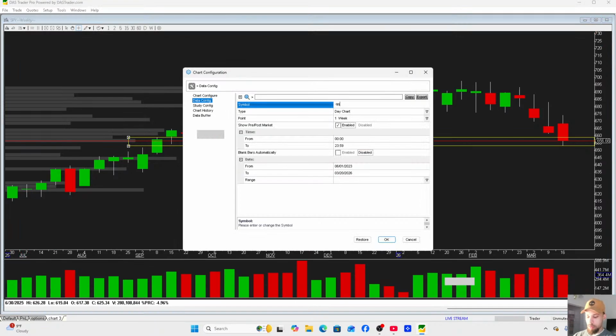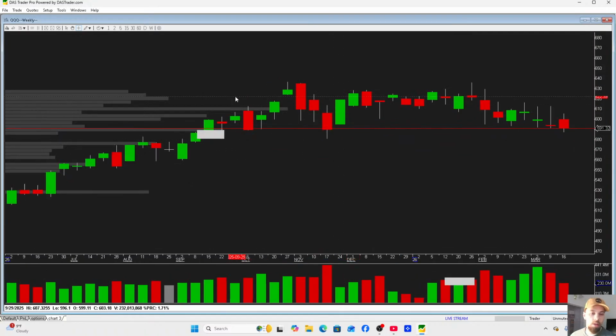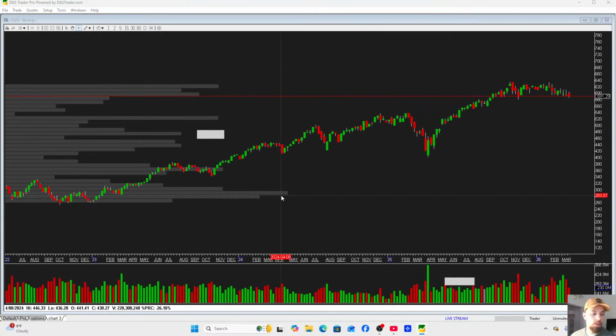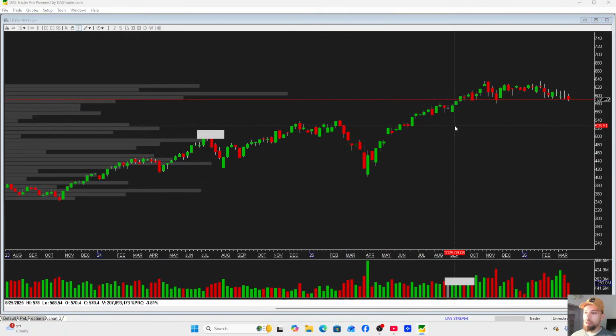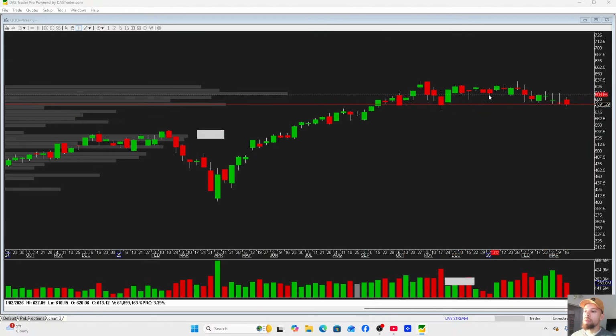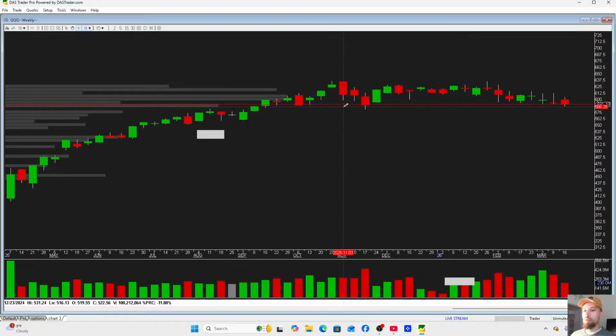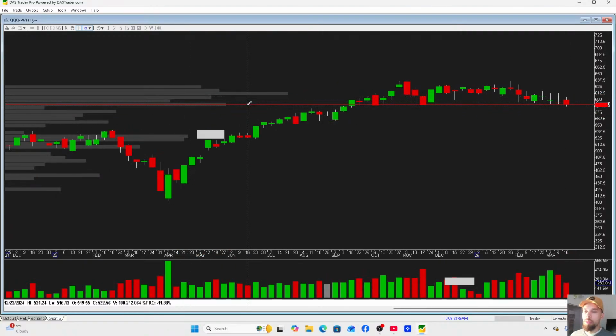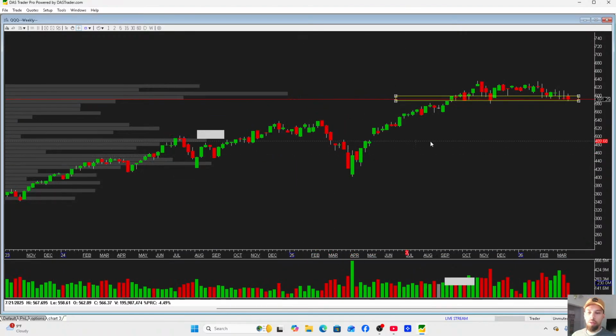Let's go to the Qs. Let's zoom out here. So Qs, kind of the same thing going on. Been going sideways, so let's draw our support and resistance here. Pretty much where this week's low is, I'm on the weekly here, is a significant area of support. So 588. A significant area of resistance that I'm seeing stand out is 600. So we have that charted up.